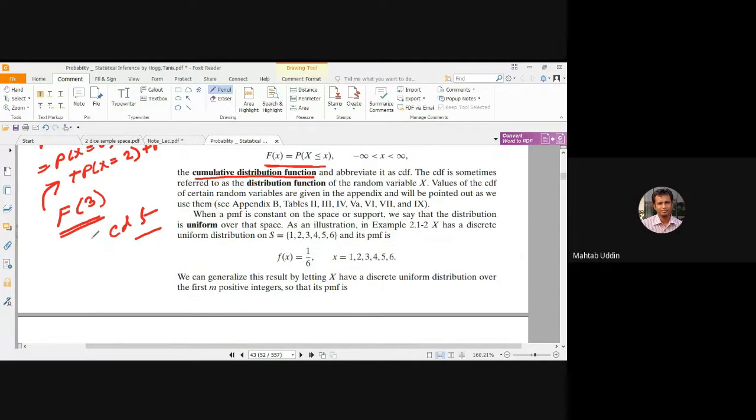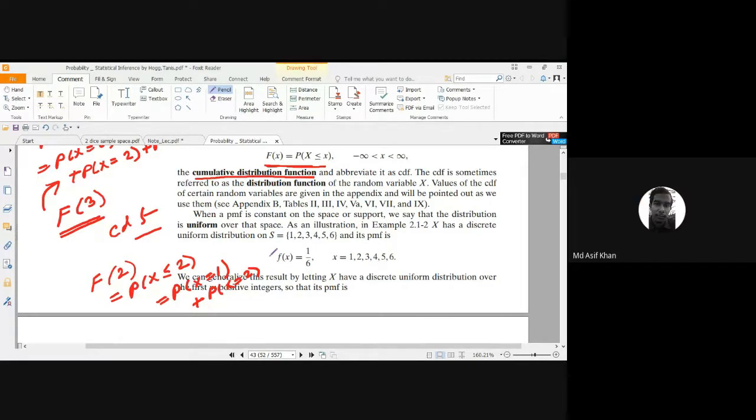Like if I say in a dice throw, CDF F of 2, that is what? Since in the dice you have only 1 to 6, 0 is not included. That is the probability of x less than or equal to 2, am I right? So this is the probability of x equal to 1 and x equal to 2. Do you understand? Yes, sir.